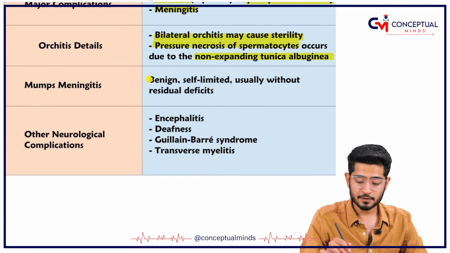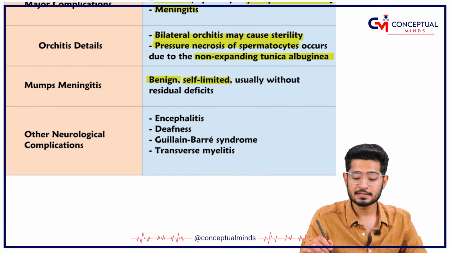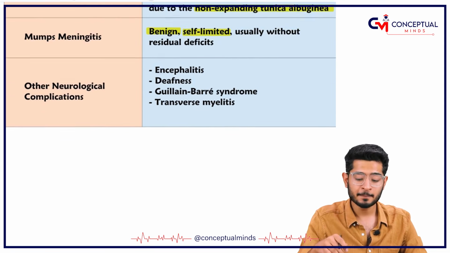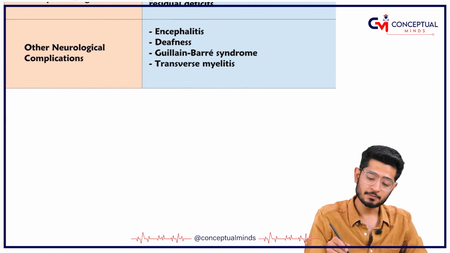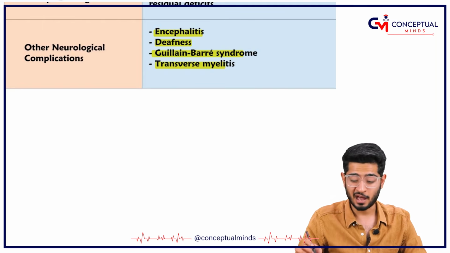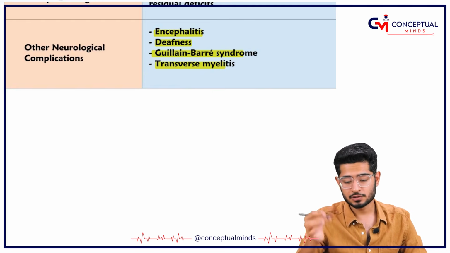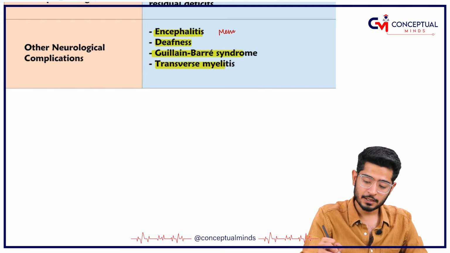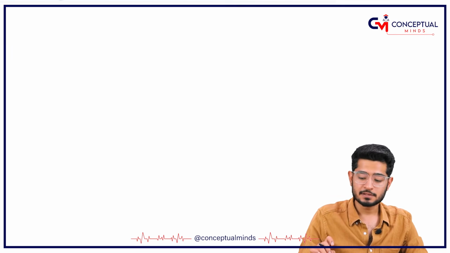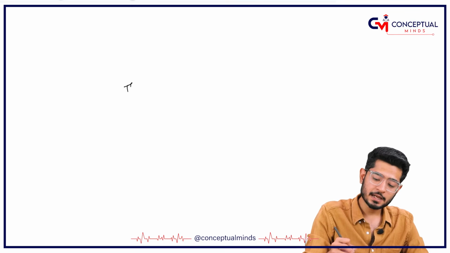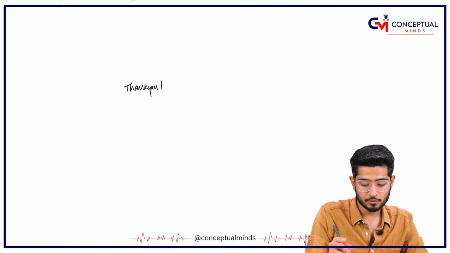Mumps meningitis, of course, is a benign, self-limited disease, and usually it occurs without any residual defects. Other neurological complications can be encephalitis, Guillain-Barré syndrome, transverse myelitis, deafness, all these things can occur, okay? So please remember encephalitis, because mumps can even cause meningitis, and from the meninges it can go to the ear, it can go to the brain, it can cause GBS, it can cause transverse myelitis also. These are the important things which you have to understand.